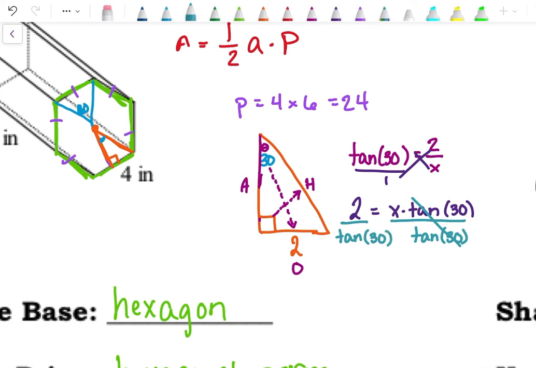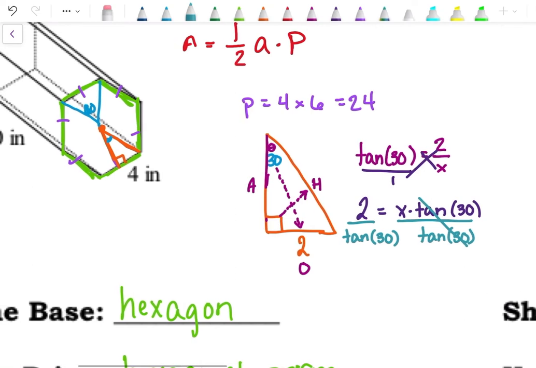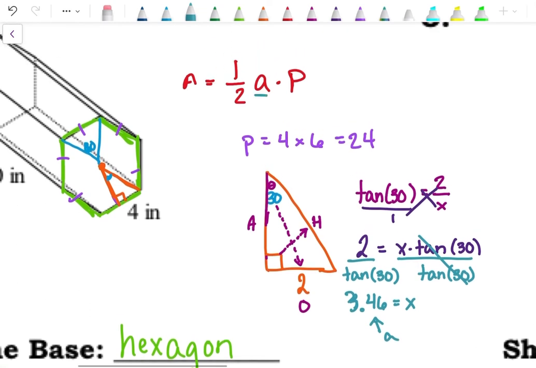So I'm going to put that in my calculator now. 2 divided by tangent of 30. And I get 3.46 equals x. And remember, x is my apothem, so that's going to go into my area formula there. So 1/2 my apothem, 3.46, times my perimeter, 24.